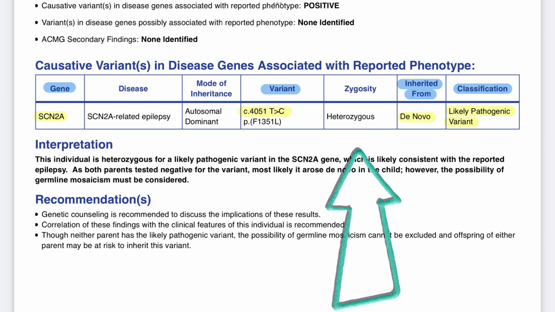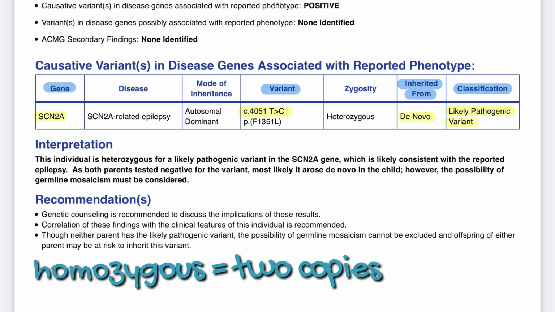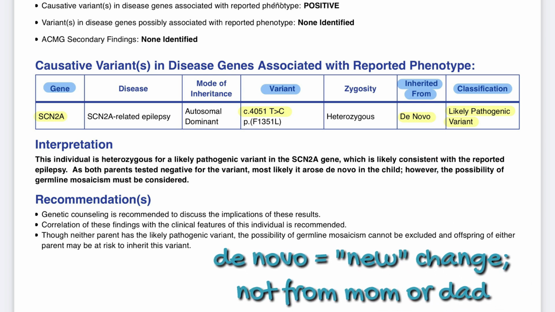Zygosity refers to if there is one or two copies of this change. So heterozygous means that there is one copy of this change. Homozygous would mean that there are two copies of this change. Inherited from would list if it is inherited from mom, so maternal, or dad, paternal, or de novo, meaning it wasn't found in mom or dad. Typically, when we do whole exome sequencing, we also take DNA samples from mom and dad to compare and see if these changes were inherited. In this case, this SCN2A change was de novo, meaning it was new in the child.